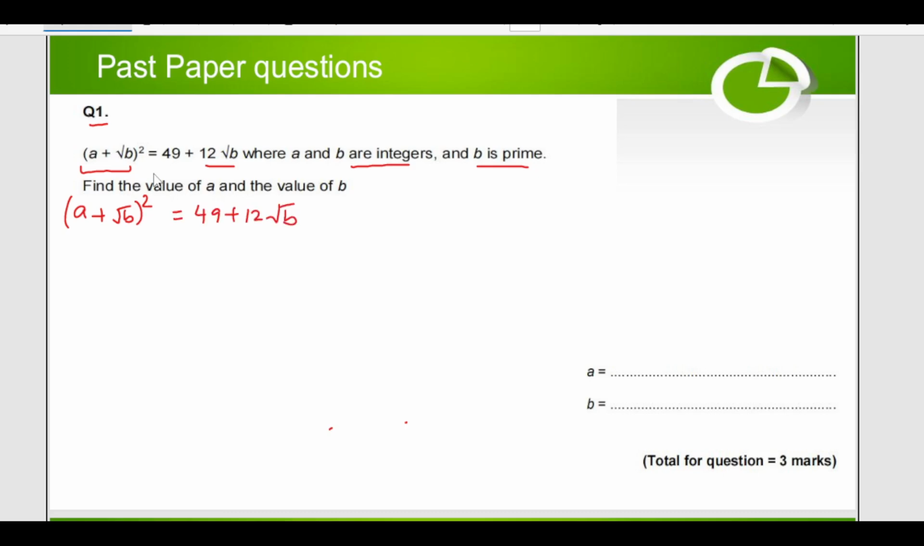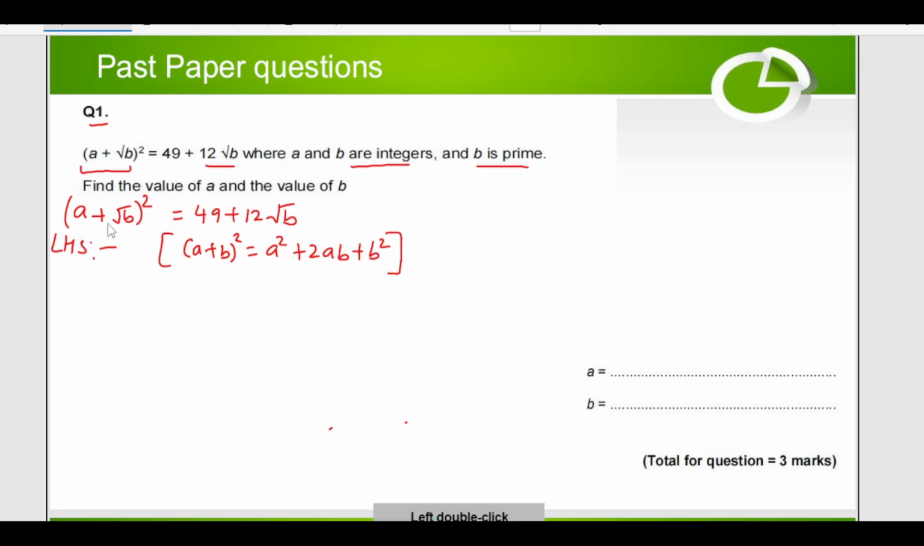If you look at this, on the left hand side we have a and b, so we will start with the left hand side. I will expand this. We are going to use the formula: (a + b)² is equal to a² + 2ab + b², right?